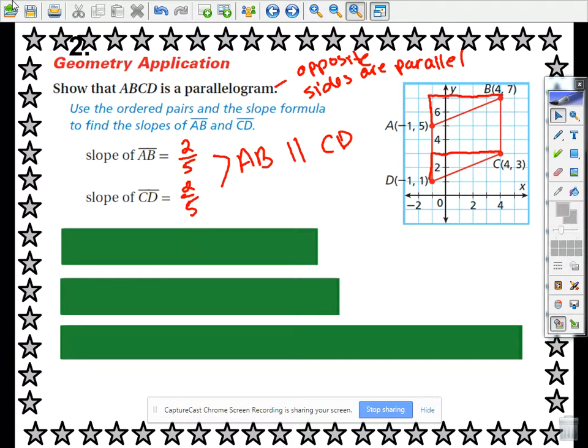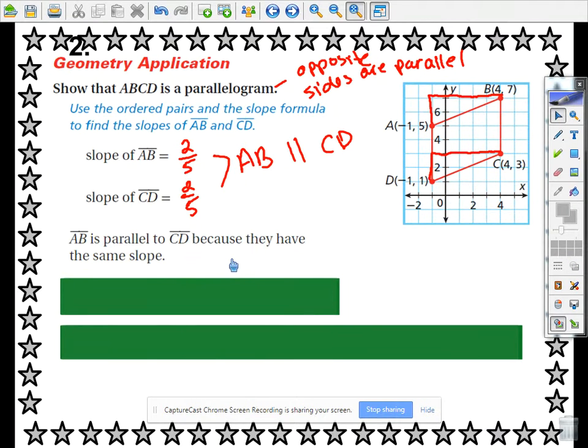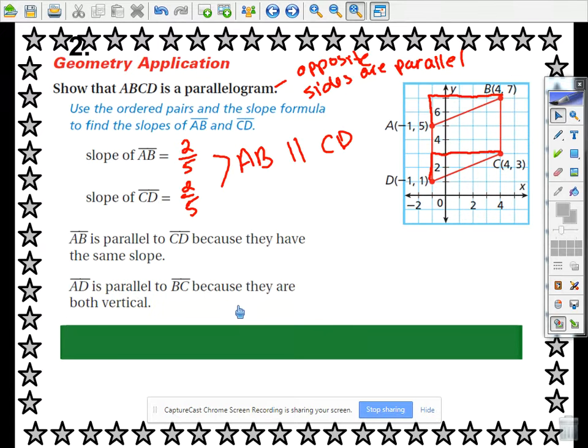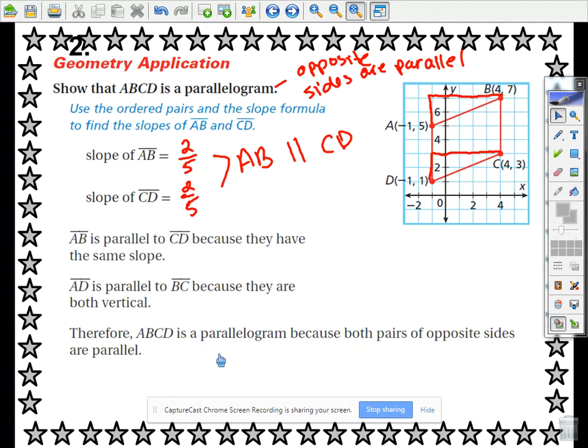We know that the other 2 lines are vertical lines. So these are parallel because they have the same slope. AD and BC are parallel because they're both vertical. So all vertical lines are parallel. Therefore, ABCD is a parallelogram because both pairs of opposite sides are parallel. That's just a little application.